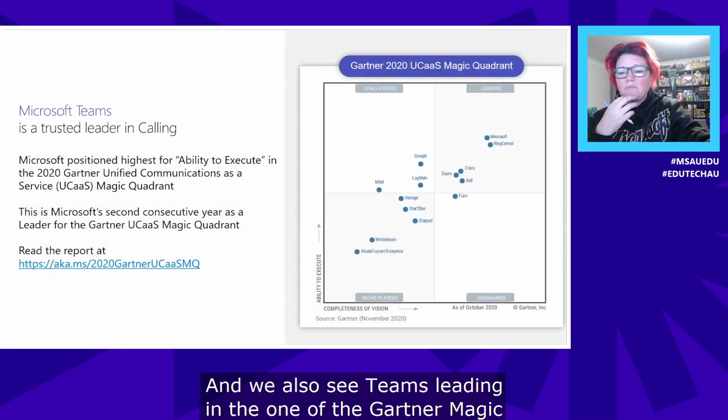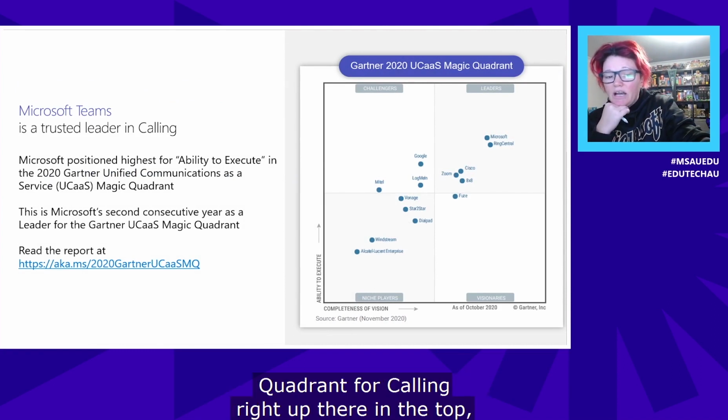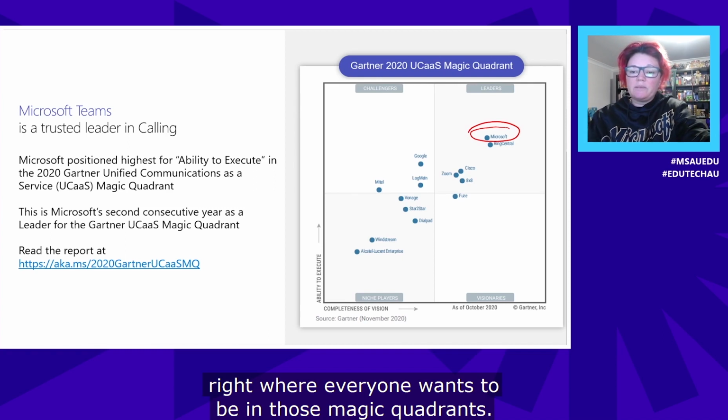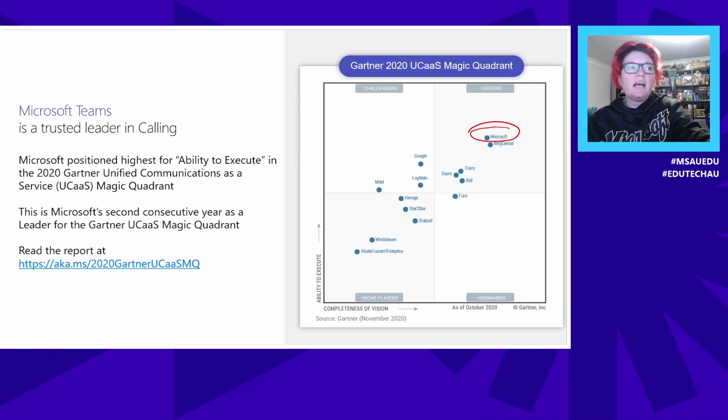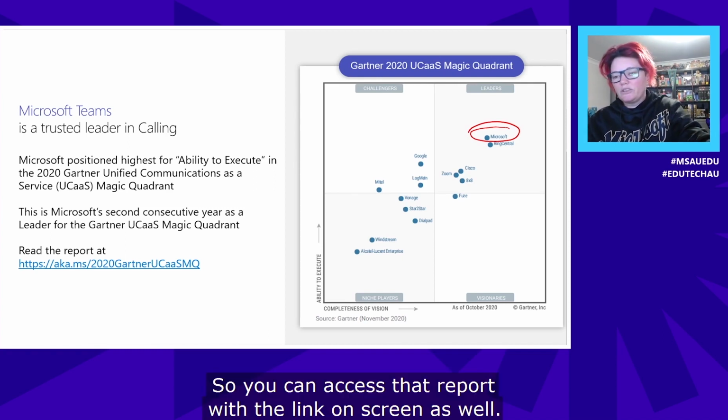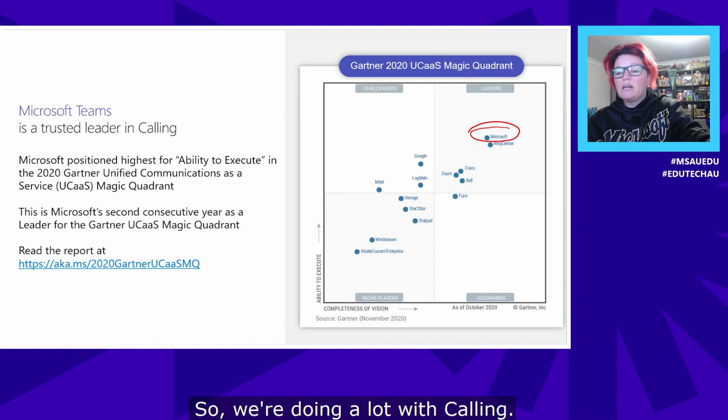And we also see Teams leading in one of the Gartner Magic Quadrants for calling, right up there in the top right, where everyone wants to be in those Magic Quadrants. So you can access that report with the link on screen as well. So we're doing a lot with calling.